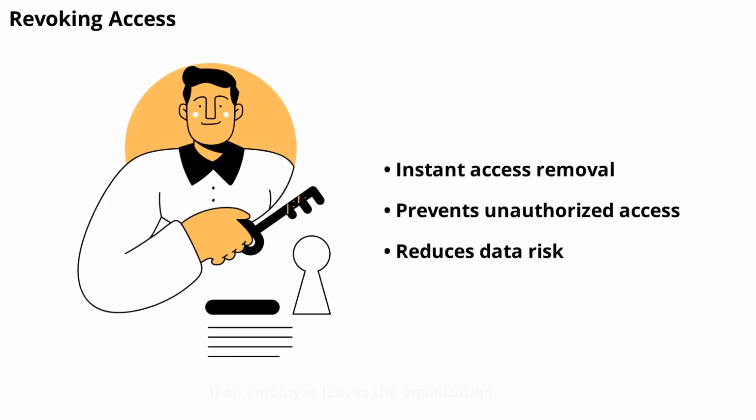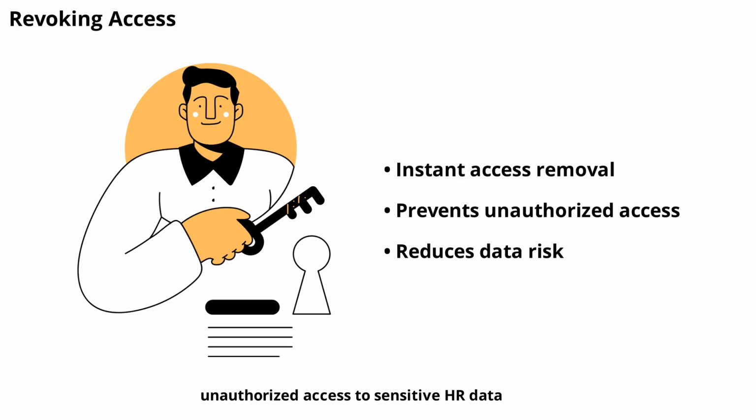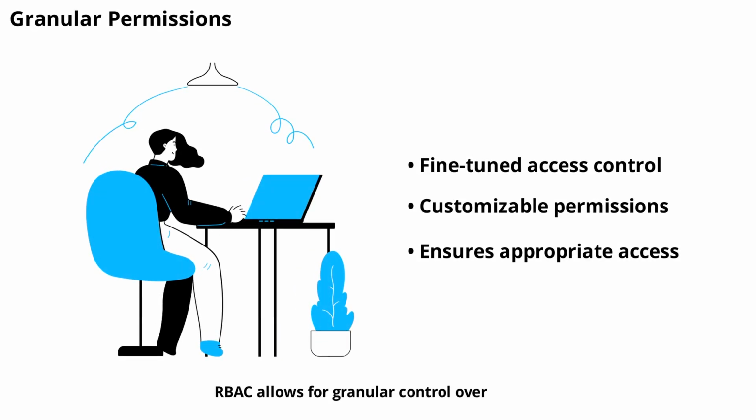If an employee leaves the organization, revoking their access is as simple as removing their role assignment. This immediate action helps prevent unauthorized access to sensitive HR data, reducing the risk of data leaks or misuse after departure. RBAC allows for granular control over what users can do within the HRIS. Permissions can be as broad or as specific as needed, from viewing all employee records to only editing one's own profile. This flexibility ensures that every user has just the right level of access.